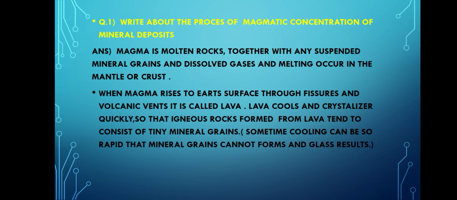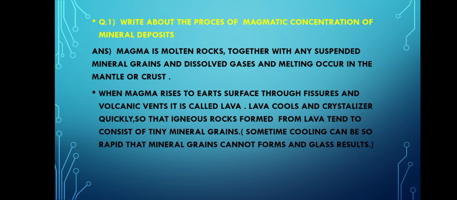Question number 1. Write about the process of magmatic concentration of mineral deposit. Answer: Magma is a molten rock together with any suspended mineral grain and dissolved gas, and melting occurs in the mantle of the crust. Point number 2, when magma rises to the earth's crust through fissure and volcanic vent, it is called lava.